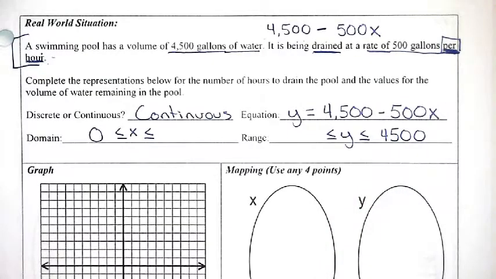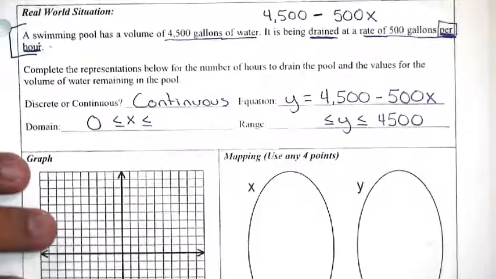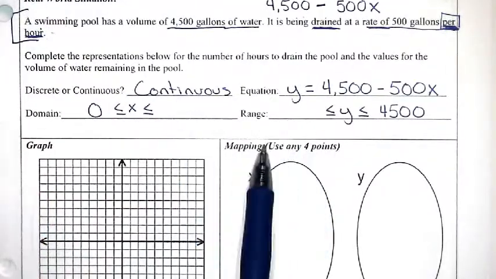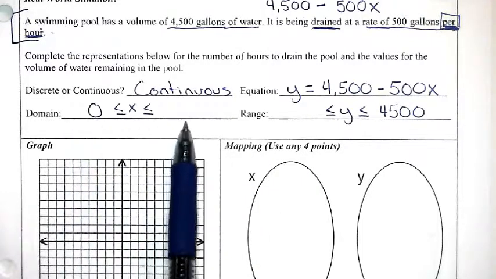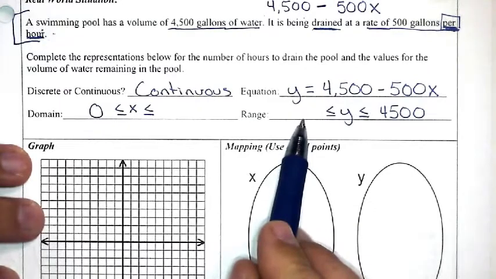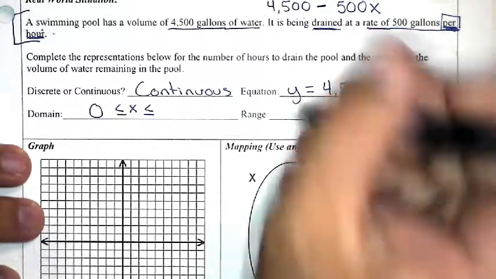So now, how do I find the other stuff? Well, domain, okay, think about the situation. Can I have negative water? No. When I have no more water, what's the value of that? How many gallons do I have in the pool? 0 gallons of water in the pool. Oh, wait. That's my Y value over here. 0 gallons of water in the pool when I'm finished draining. That's the lowest amount of water that can be in the pool.